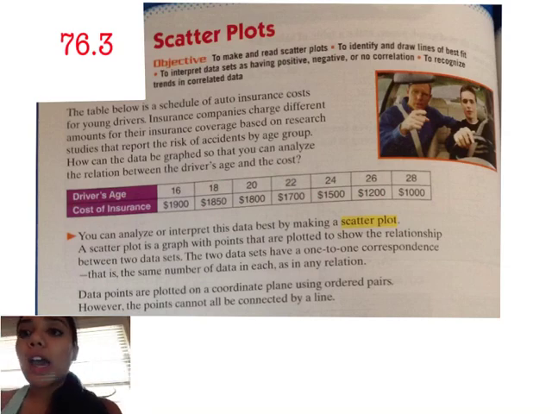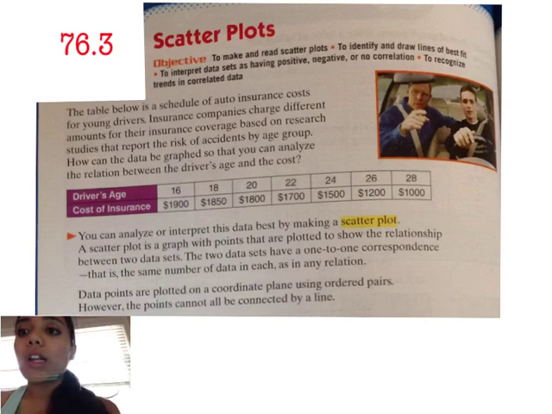So, a scatter plot is a graph with points that are plotted to show the relationship between two data sets. The two data sets have one-to-one correspondence. That is the same number of data in each set, and data in each is in any relation. What you need to know is this sentence. A scatter plot is a graph with points that are plotted to show the relationship between two data sets. If you don't understand that, then that's not going to help you. So if you want to, you can put it in your own words. If you understand it in those words, then that's fine.